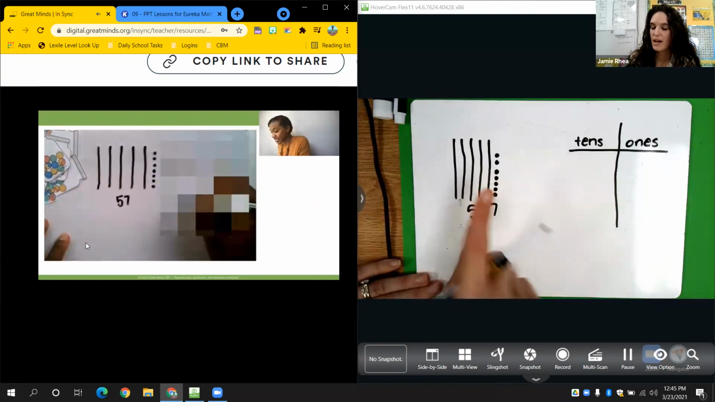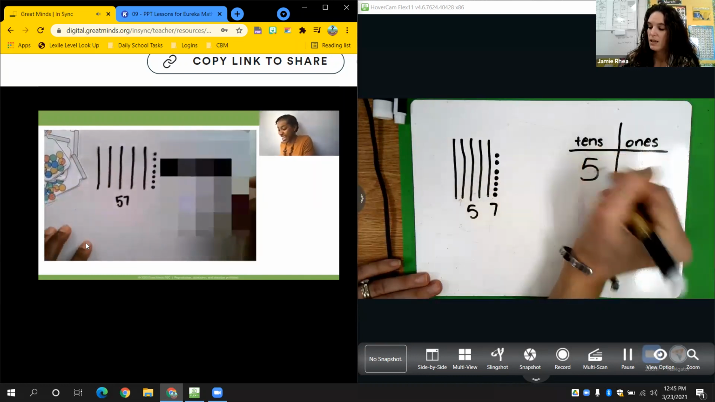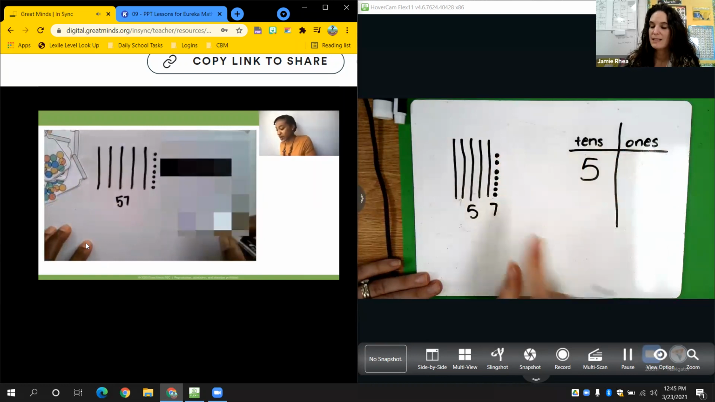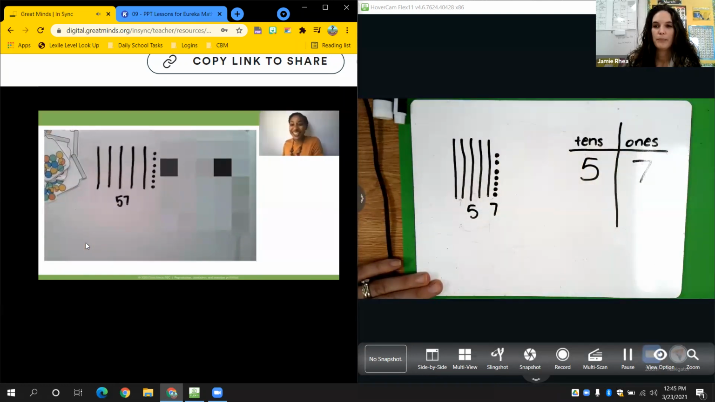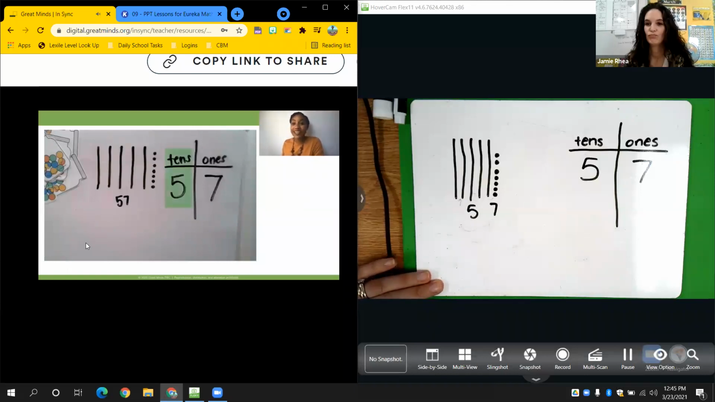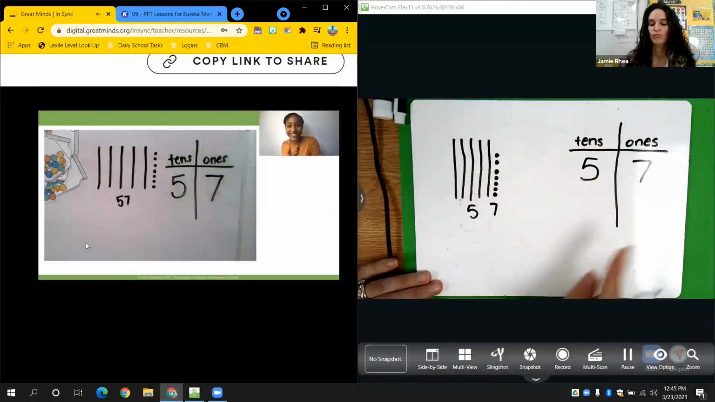We have 5 tens. This number in the tens place, and how many ones? This digit in the ones place, 7. Let's see if we're right. Are you ready to see it? Let's do it. Here we go. 57 has 5 in the tens place and 7 in the ones place.